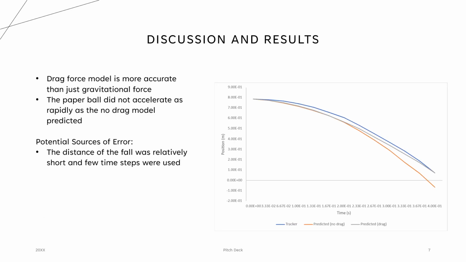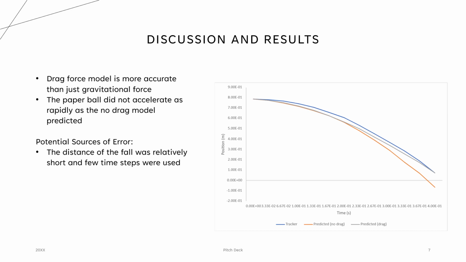So using the code and the data from Tracker, I have 3 lines on this chart. The blue line is the actual data from Tracker. The gray line is the predicted model from GlowScript with drag, and the orange line is the predicted model with no drag, just the force of gravity. As you can see, the drag model is more accurate and closer to the actual fall of the paper ball. The paper ball did not accelerate as rapidly as the no drag model predicted.